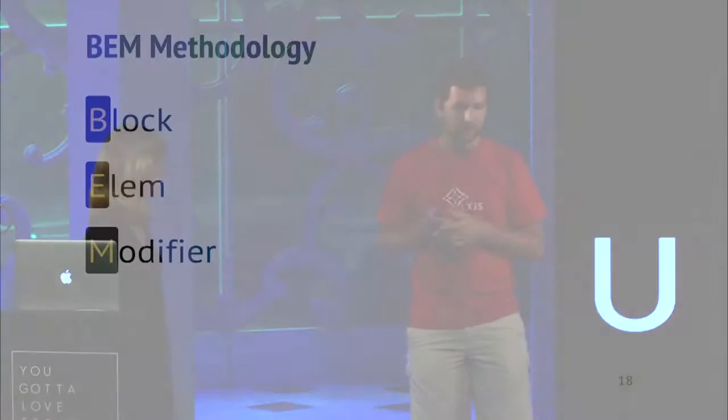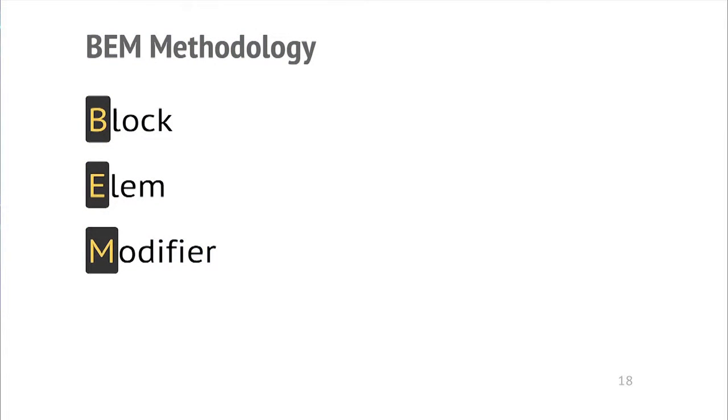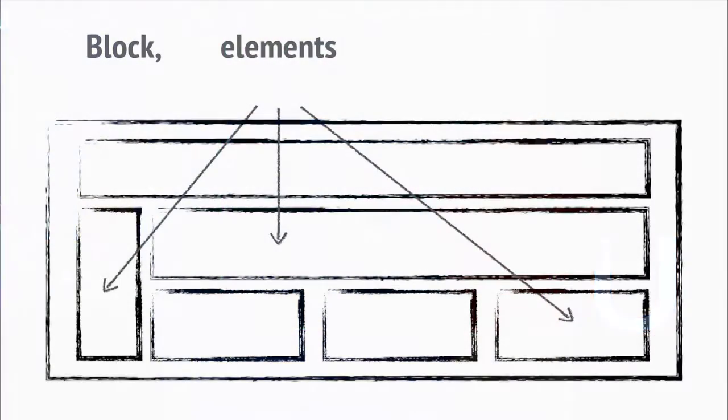We have a treatment for all these things in BEM, and it stands for block, element, and modifier. A block is an independent piece of interface. It's kind of a component in terms of the web component specification. And elements are smaller parts which are useless without their parent block.